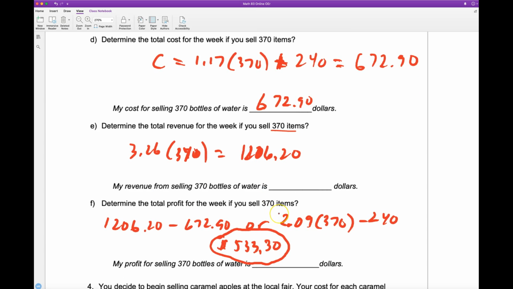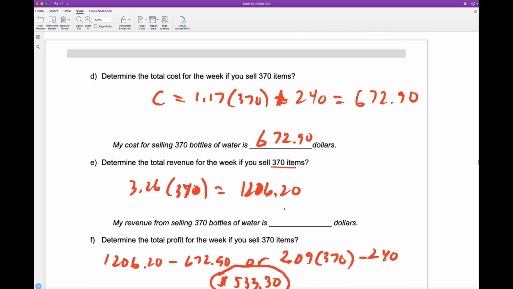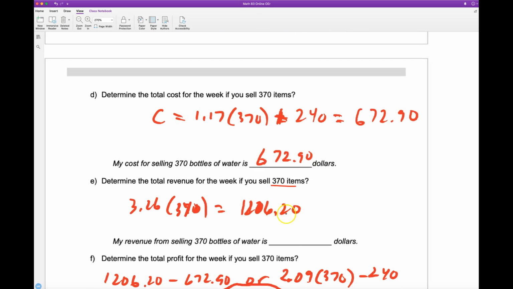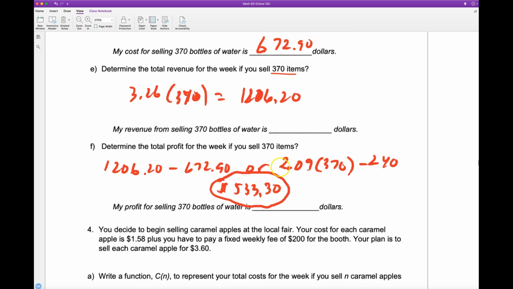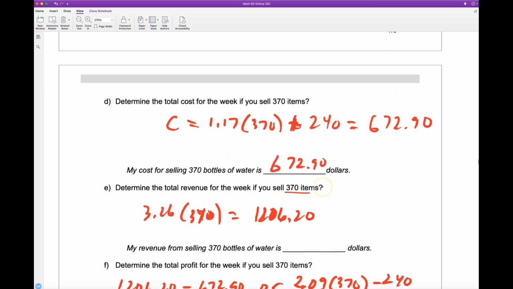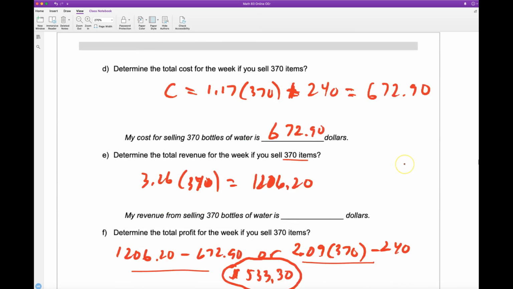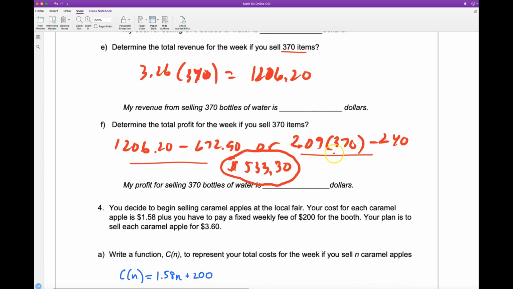So what's your profit for selling those? Two things you can do. You can take your revenue minus the cost, subtract them like I did here. Or since we have the profit equation already, $2.09 per water bottle minus 240, you can substitute 370 in there. You would get the same answer there.